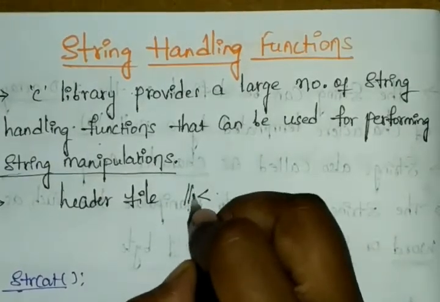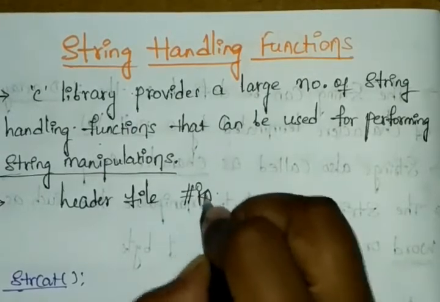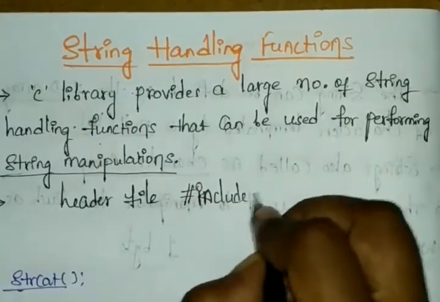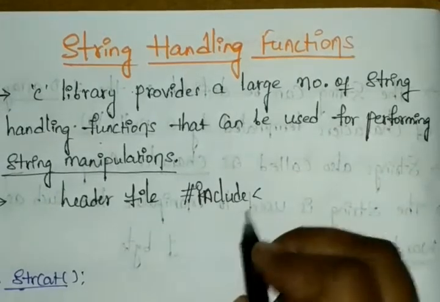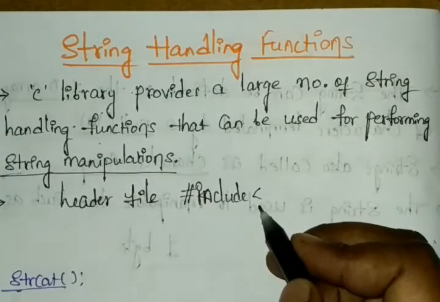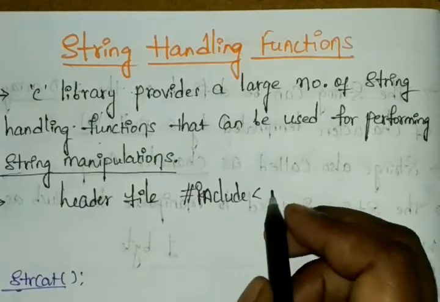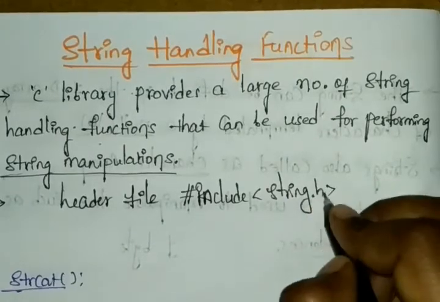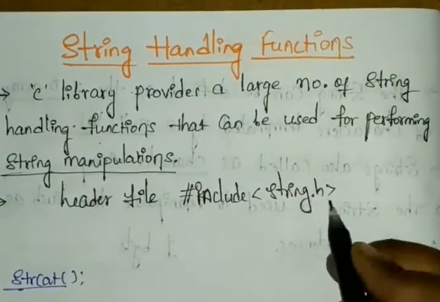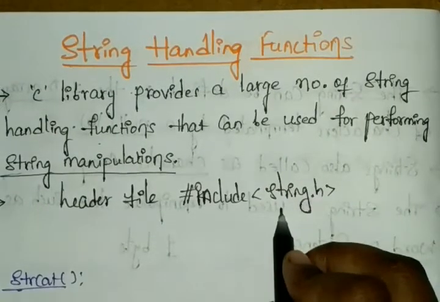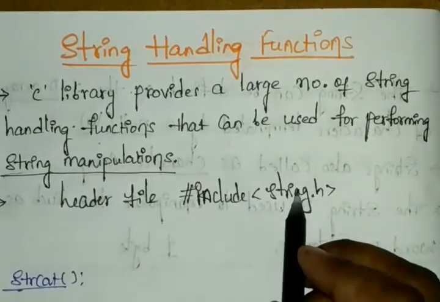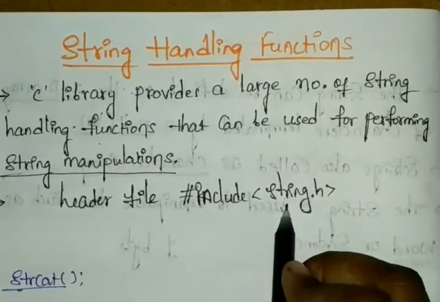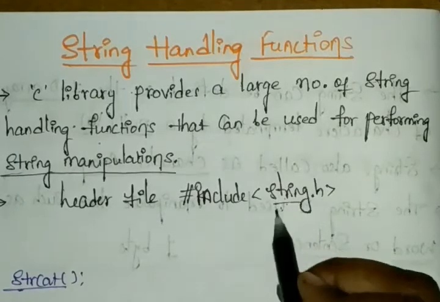So directly you can write hash include. Normally after the hash include you write stdio and conio like this. Instead of that, here you have to write string.h. Whenever you write string.h, the string functions are performed, so we are manipulating using the string functions.